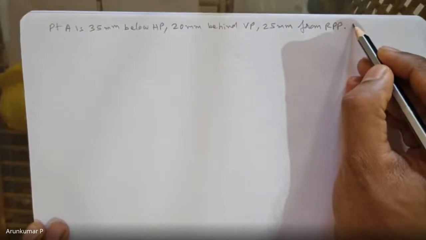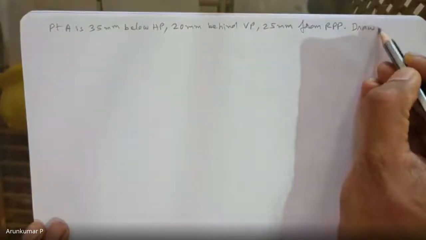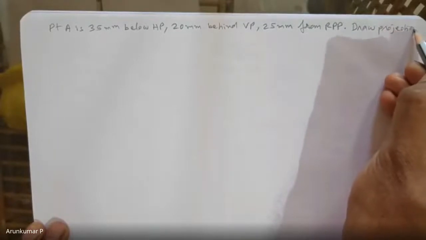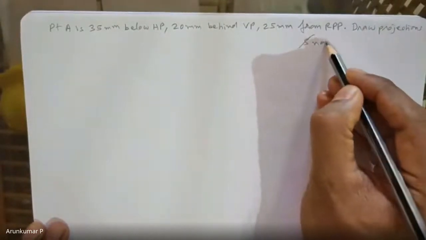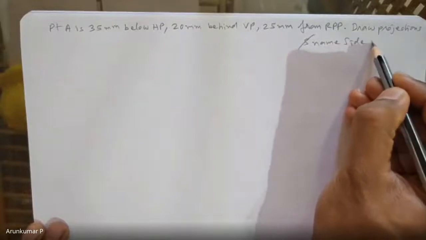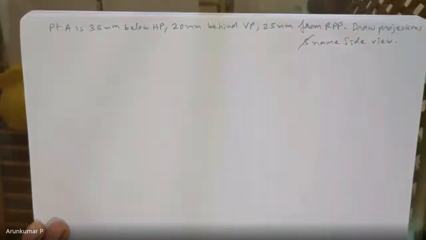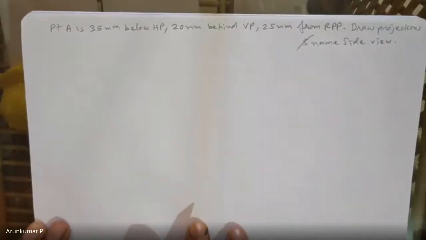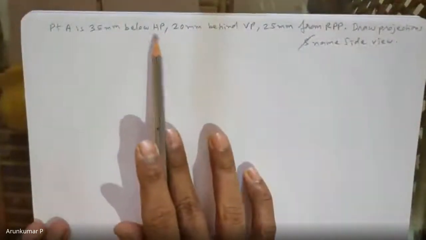So we have to draw the projections, same. Draw the projections and name the side view. Point A is 35 mm below HP, 20 mm behind VP, and 25 mm from RPP. So you have to draw its projections and name the side view. From the location below HP, behind VP, we know that we are dealing with the third quadrant.